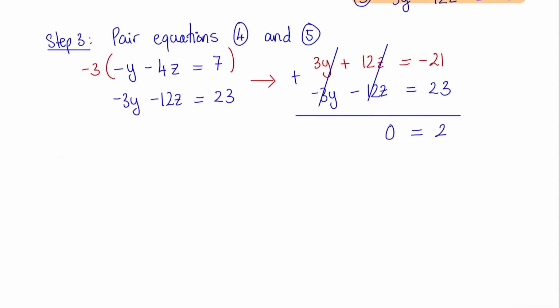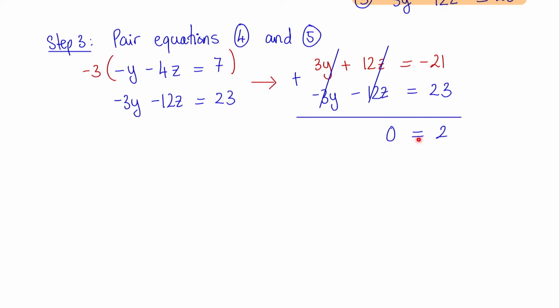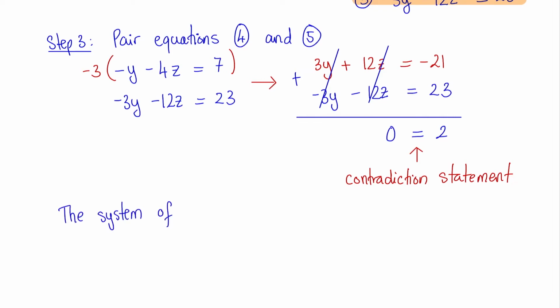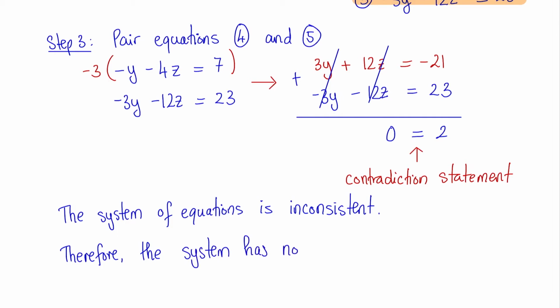So I end up with a statement saying that 0 equals 2. I don't agree with this statement because this is a false statement. So we call this a contradiction. When we have a contradiction, that means the system of equations is inconsistent. Therefore, the system has no solution. Or you can also call it the empty set.